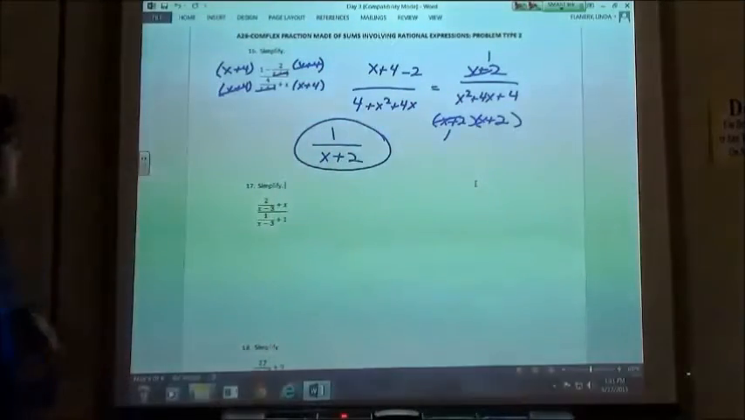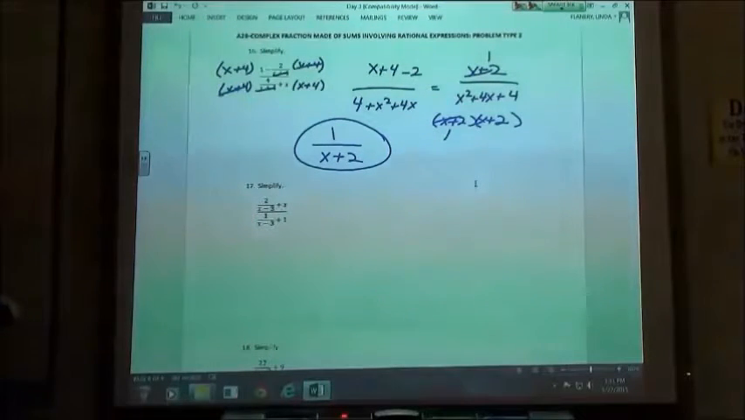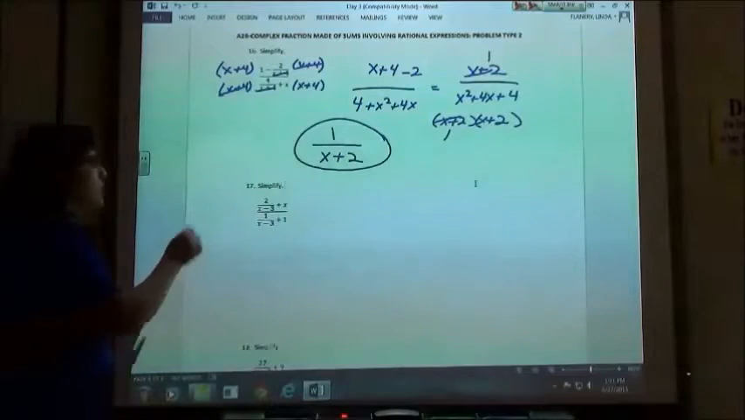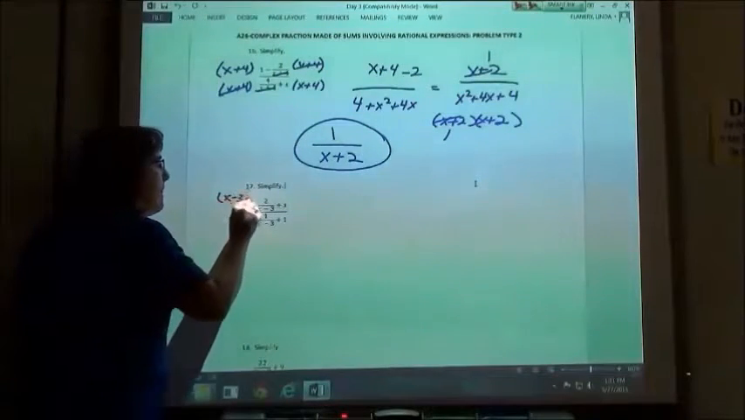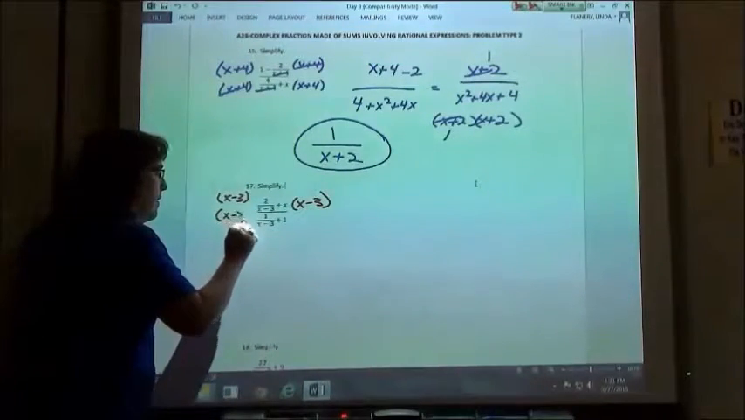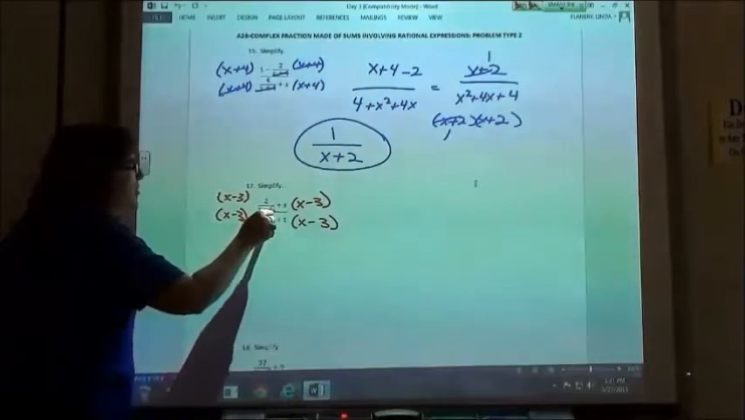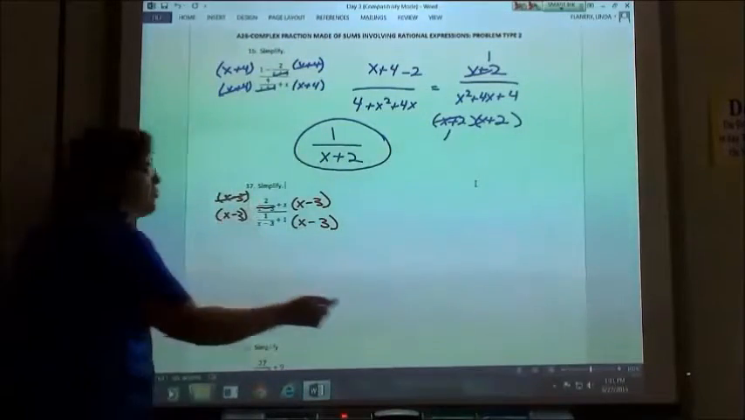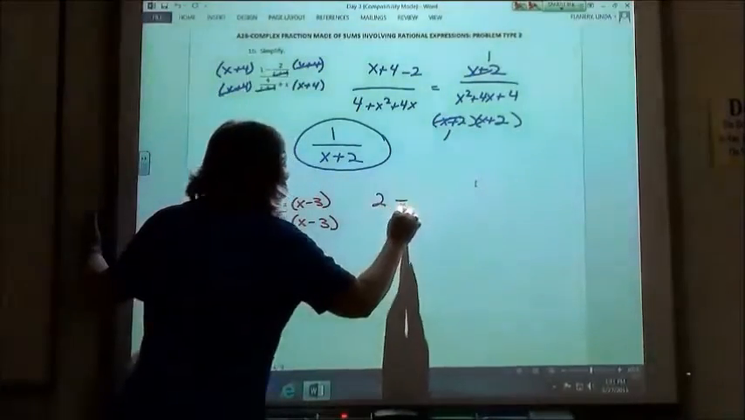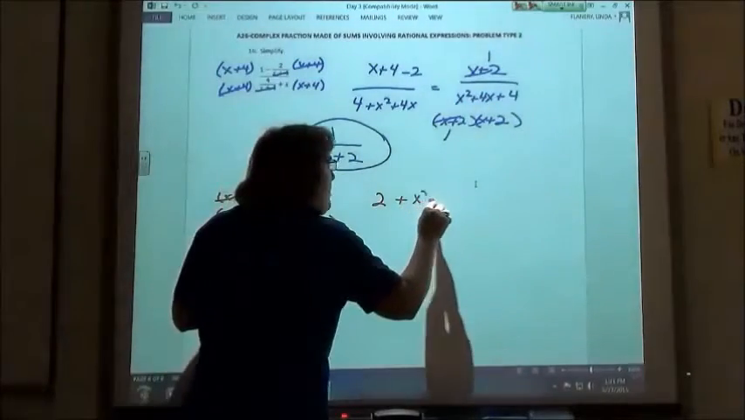So number 17, same thing. You'll notice you have the x minus 3 in the denominator of both of those fractions. I'm going to multiply every term by that x minus 3. So on the first fraction, that's going to cancel out the x minus 3. I'm going to get 2 plus x squared minus 3x.